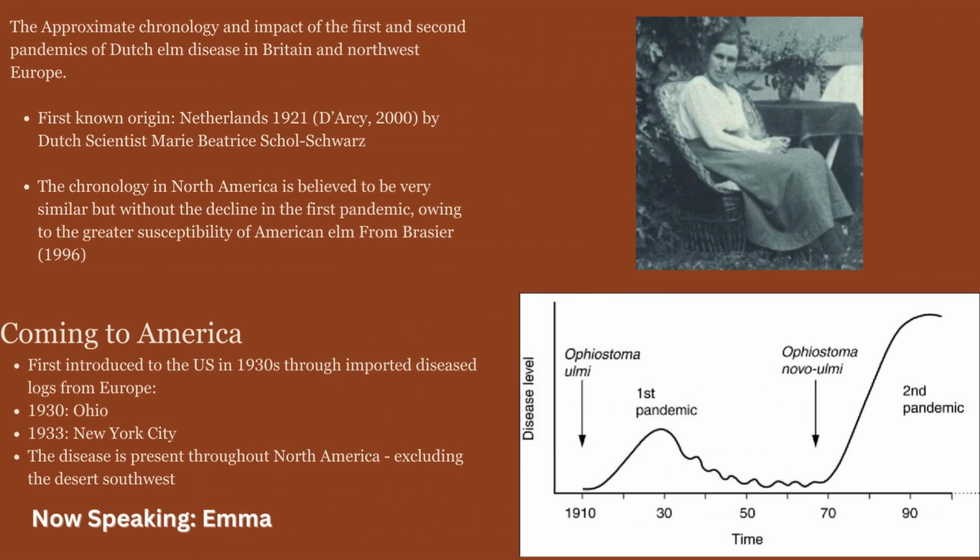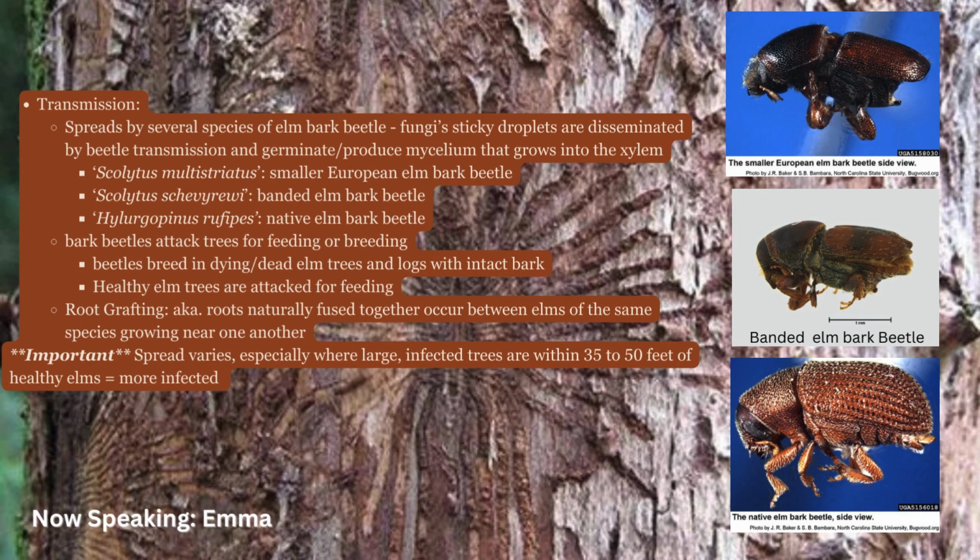Dutch elm disease was first identified in the Netherlands in 1921 by Dutch scientist Marie Beatrice Schwartz. It was recognized in the United States in Ohio, discovered by a fellow Dutch scientist, Christine Johanna Boisman, in 1930. Since then, the disease has spread throughout North America with the exception of the inhospitable deserts of the Southwest. The pathogen, Ophiostoma novo-ulmi, sporulates in the vascular system or xylem of an elm tree, blocking water flow and causing the tree to wilt. The fungus spreads throughout the tree by passive spore transport and by mycelial colonies established in the xylem.